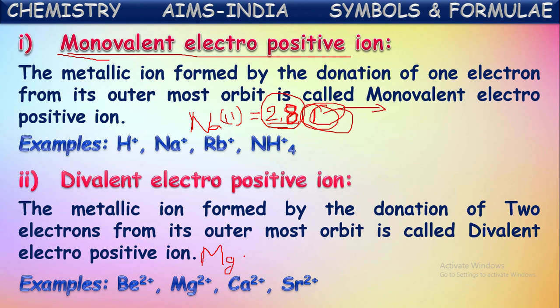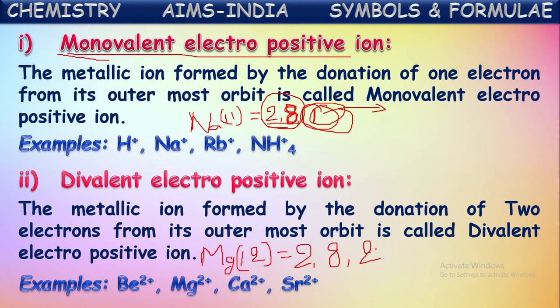We know the atomic number is 12. If you see the electronic configuration for this magnesium with atomic number 12, it will be 2, 8, 2. How many electrons are there in the last shell? 2 electrons. Is it a stable element? No, because there are only 2 electrons in the outermost shell.